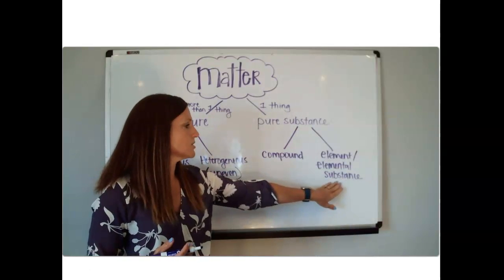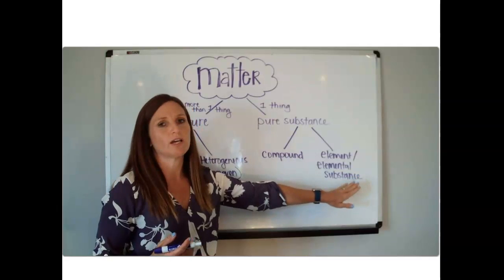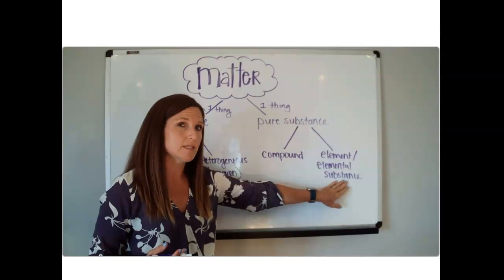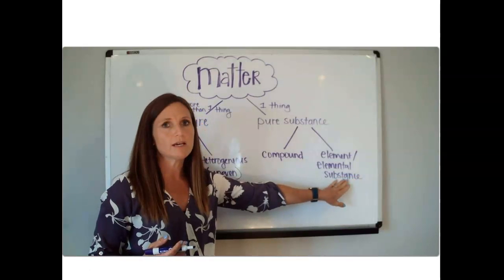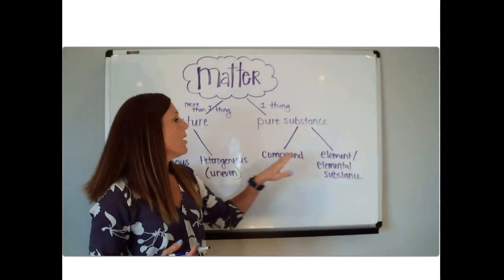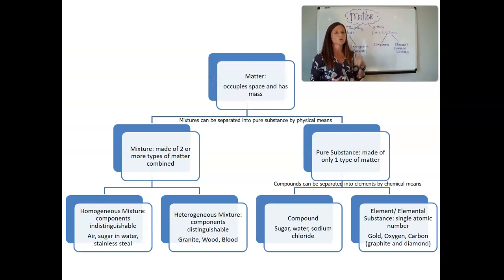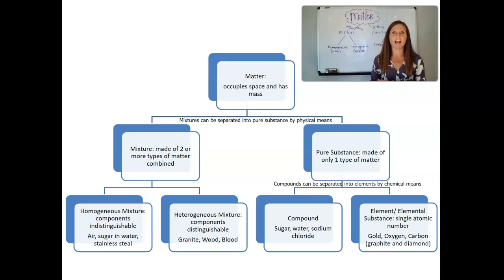So things like oxygen, carbon, nitrogen, and some things that don't have names on the periodic table, like diamond and graphite, can also be considered elemental substances. But compounds always have more than one type of element. So carbon and oxygen as carbon monoxide or carbon dioxide, those are examples of compounds. So this kind of finishes our chapter on our talk of matter and all of the different ways that we can describe it.